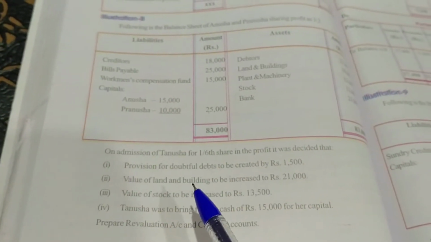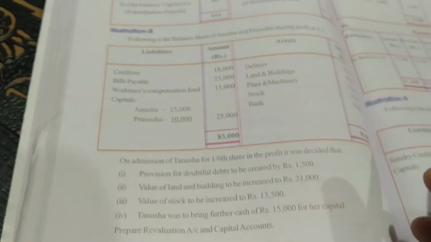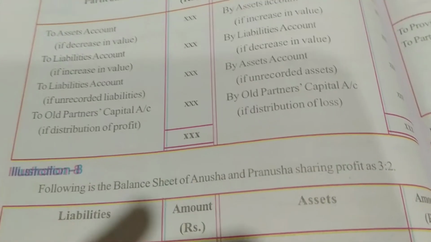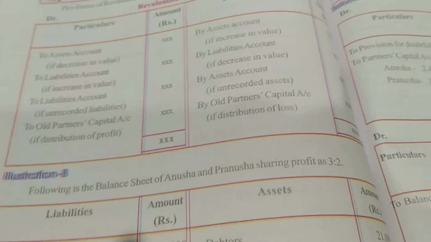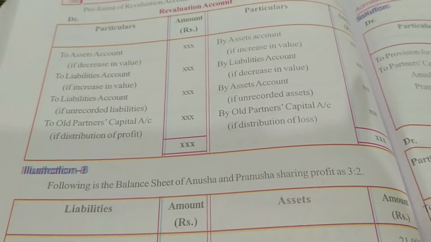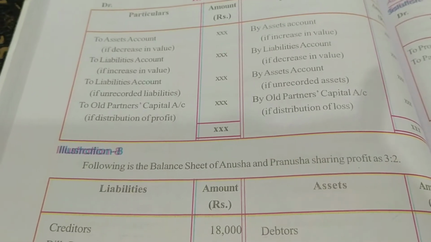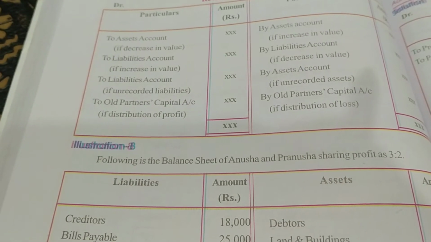Like you all know, every adjustment will be given an entry twice. How you will learn it when we solve the sums. So let us have a look. This is illustration number 8. Following is the balance sheet of Anusha and Pranusha, who are sharing profit and losses in the ratio of 3:2. So Anusha and Pranusha are the old partners.